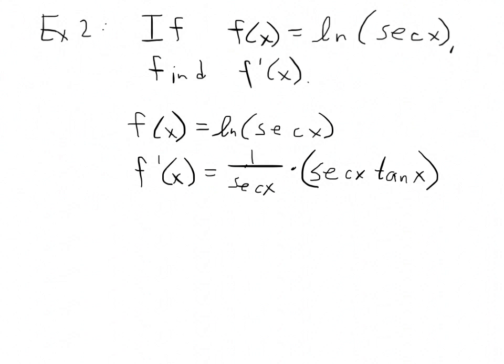So yeah, I have 1 over secant x times secant x tangent x. But the reality is, this secant x tangent x is going to go on top of here, which means that secant x is actually on the top and the bottom. Those are going to cancel. I'll end up finding out that f prime of x, the derivative of that thing, is tangent x. And we're done.